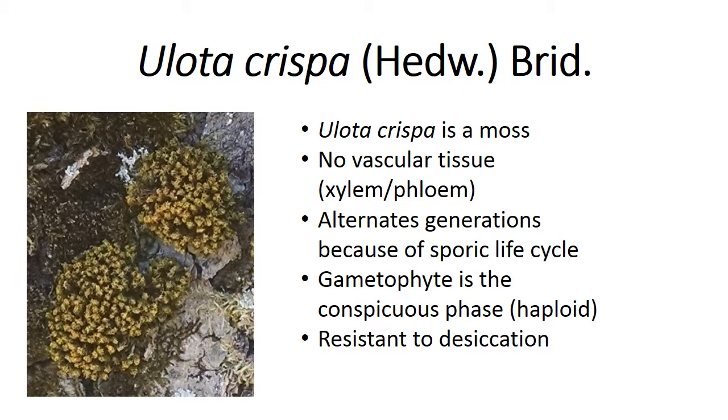Ulota crispa is a bryophyte, specifically a moss. Now, being a moss, it has no vascular tissue, that being xylem and phloem. It also has a sporic life cycle, which causes it to alternate generations. During this alternation of generations, the gametophyte is the conspicuous phase, and it is haploid. Ulota crispa specifically is very resistant to desiccation.